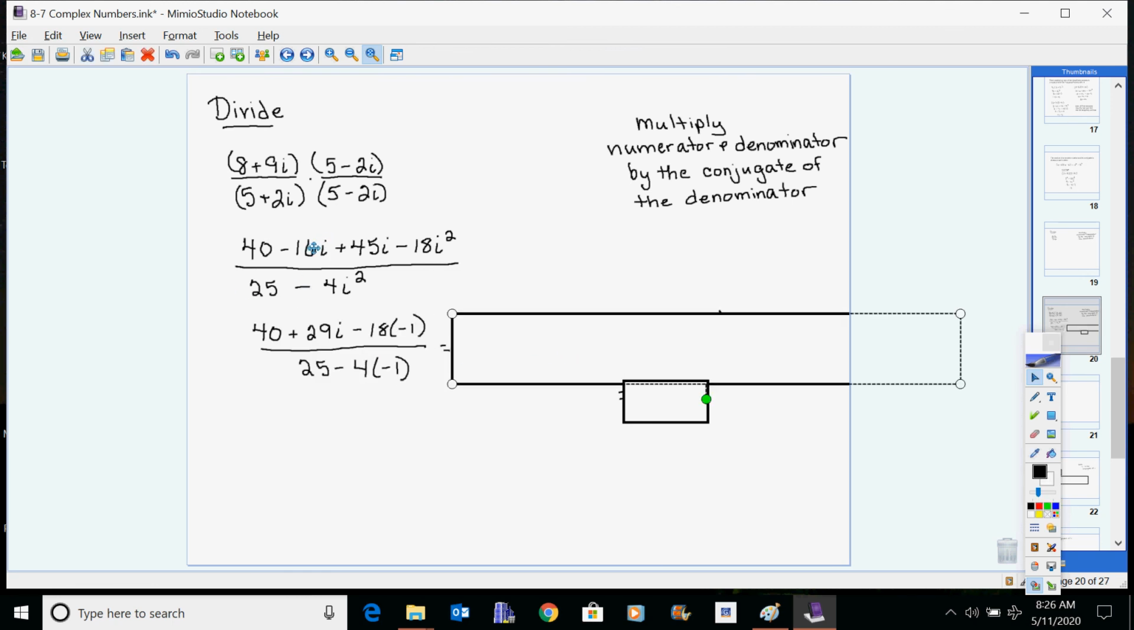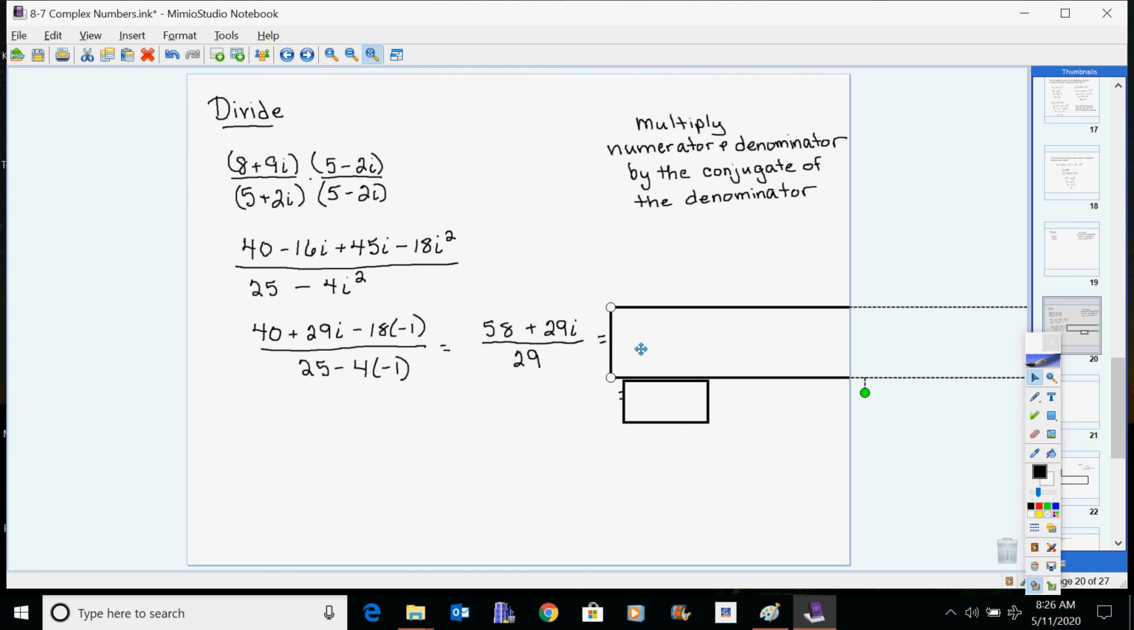Notice what happened. The like terms got put together, so imaginary went with imaginary. The i squareds had to be replaced with negative 1s. Then when you multiply them by negative 1s, what we end up with here is a plus 18. So 18 plus 40 is 58.